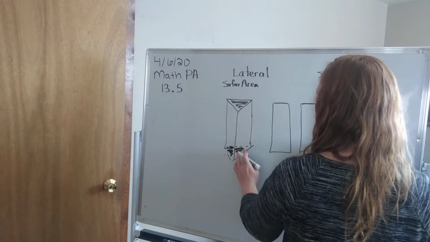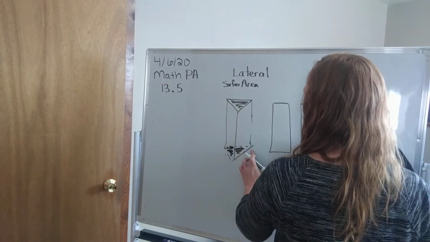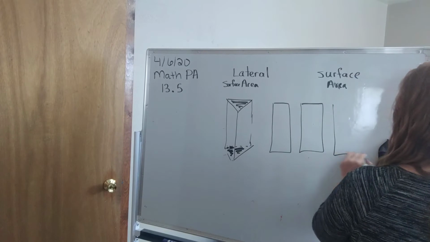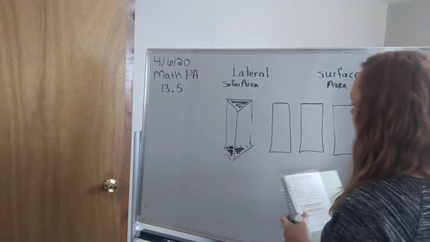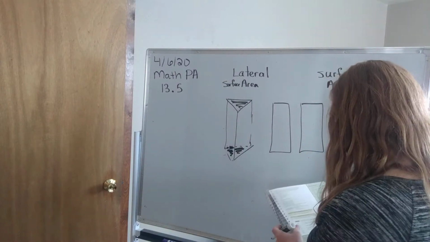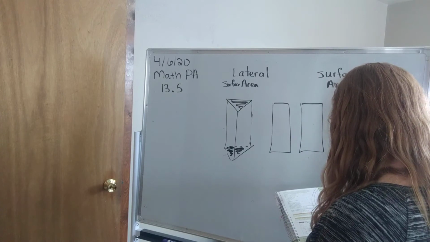A rectangle right here. And then do you see the rectangle at the back? So I have three rectangles. So let's go ahead and write down the dimensions for those rectangles.